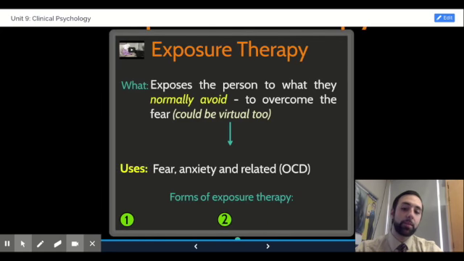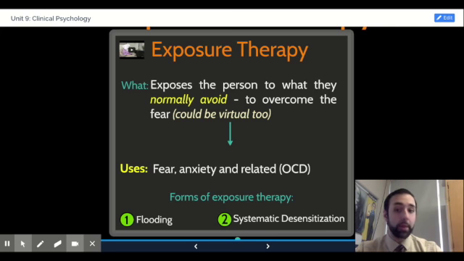Exposure therapy is very simply the idea of exposing the patient to what it is that they normally avoid. So, for example, if you were afraid of pickles, and this might sound dramatic, it's a reference back to that unit, but if we bring you to a pickle factory, we are exposing you to pickles. That might seem really cruel, but if we are trying to treat a pickle phobia, that might actually be a reasonable approach. That idea of exposing a patient to what it is that they avoid as a means of overcoming that fear is what we call exposure therapy.